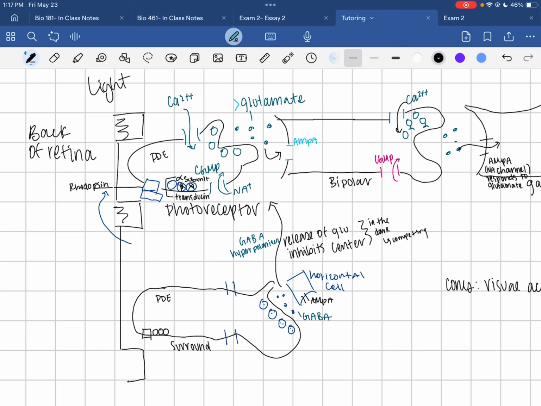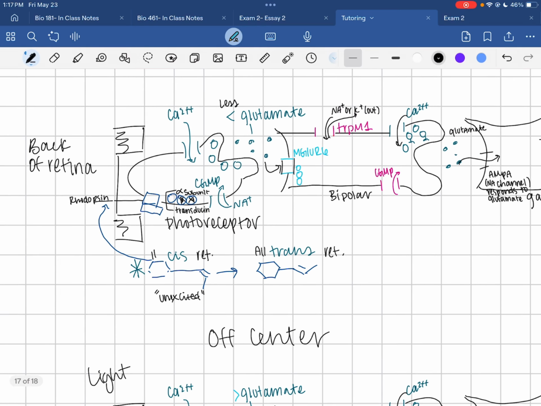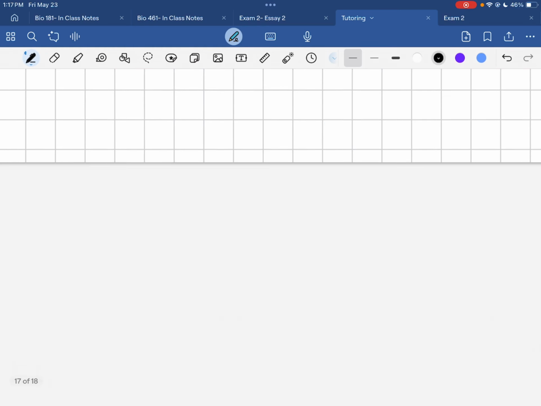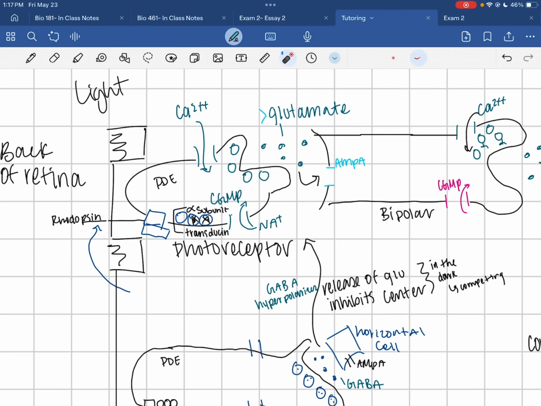Okay, so we have our phosphodiesterase. This is when we're in light. This enzyme, phosphodiesterase, this little enzyme right here, is going to break down cGMP into GMP, and that's going to cause the closing of cation channels.